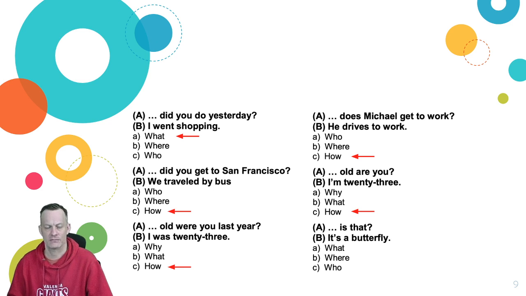What is that? It's a butterfly. A butterfly. It's a thing. So, are we talking about what, where, or who? Yes, what. Because it's a thing. An animal is a thing. What? It's a butterfly.